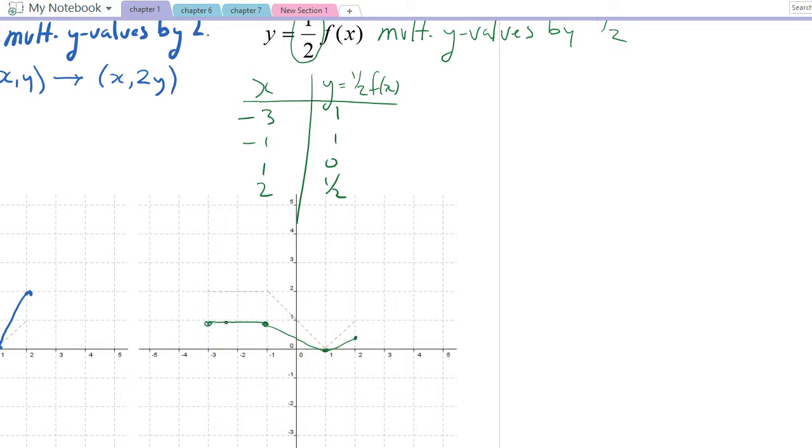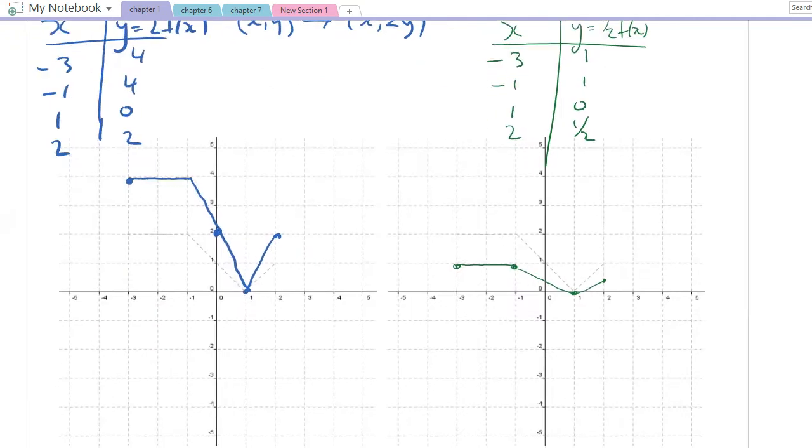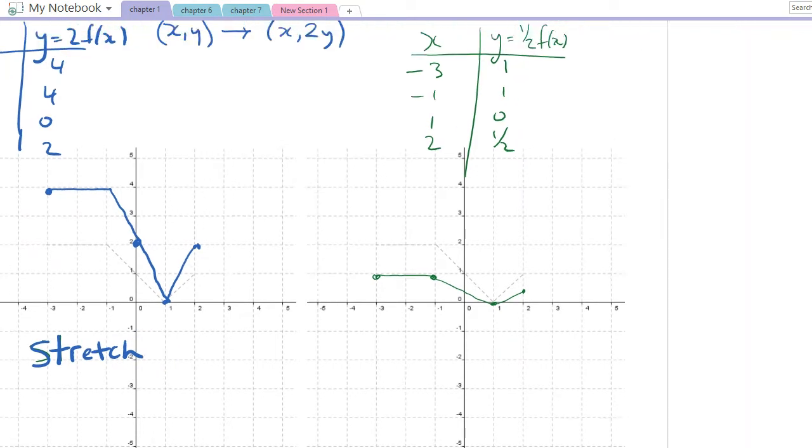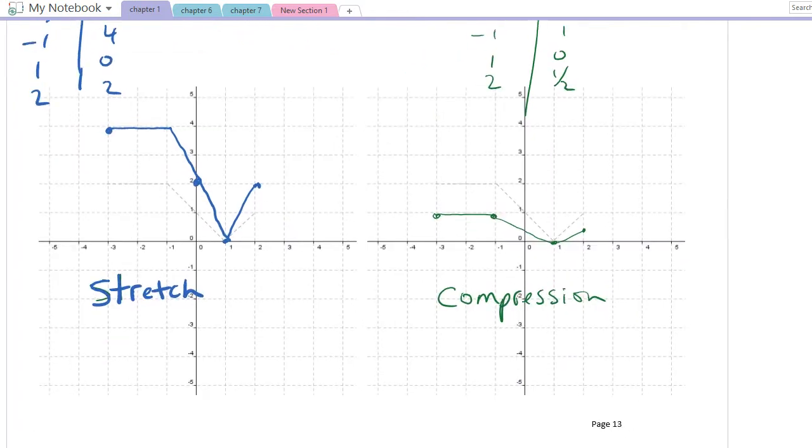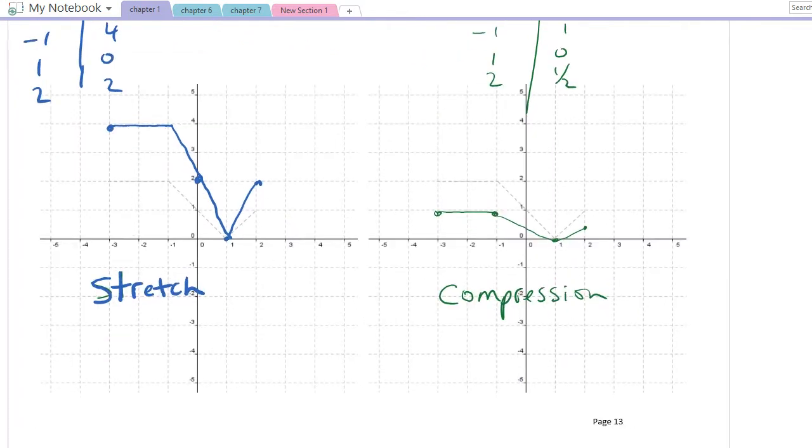And you can see very clearly then, in blue, this would be a stretch. And this one here would be a compression. But both of them are of the vertical variety. So this would be a vertical stretch, and this one would be a vertical compression.